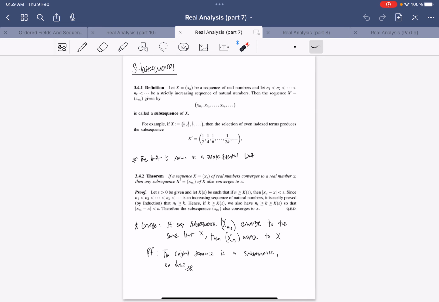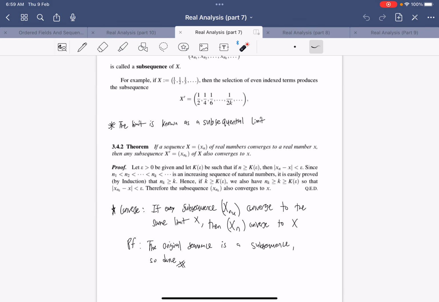A subsequence is just a sequence, but now you pick the terms from your original sequence. So a lot of the properties and proofs for subsequences are the same as for a regular sequence, so you don't need to be too confused about it. But now we want to know how a subsequence relates back to the original sequence. If the original sequence converges, then of course any subsequence will converge. The proof is quite simple.